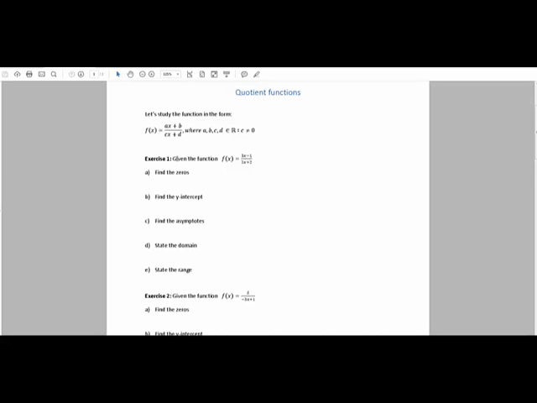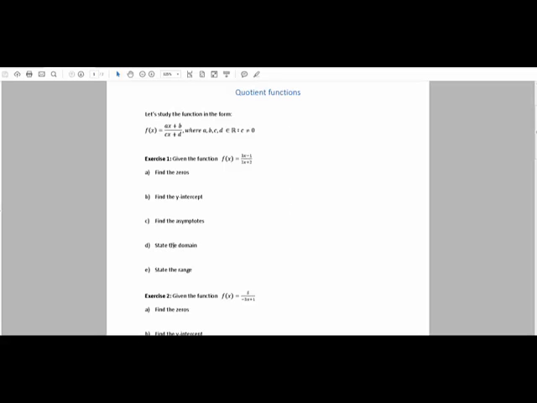Let's have a look at exercise 1. We're given this function 3x minus 1 over 2x plus 2. We have to find the zeros of the function, or where it's crossing the x-axis. So they're also called the roots. We have to find the y-intercept, where the function is crossing the y-axis. And then we have to find the asymptotes, if it has some horizontal asymptotes or some vertical asymptotes.